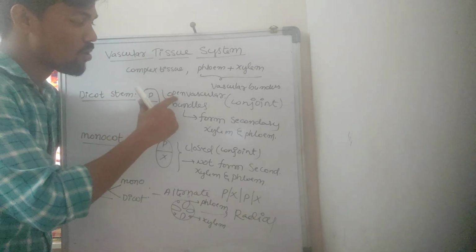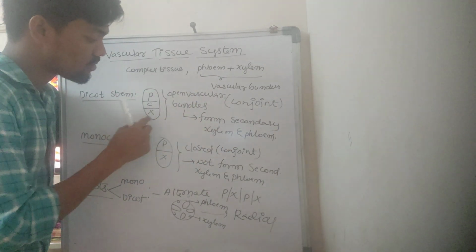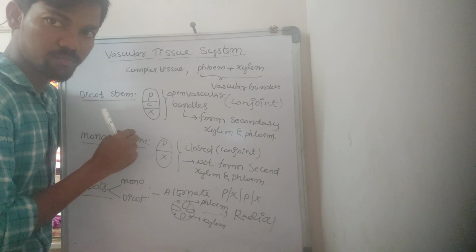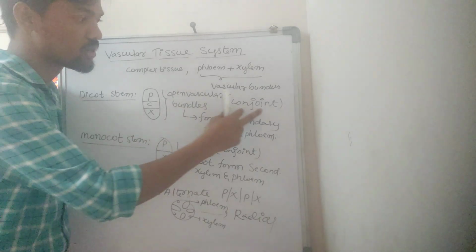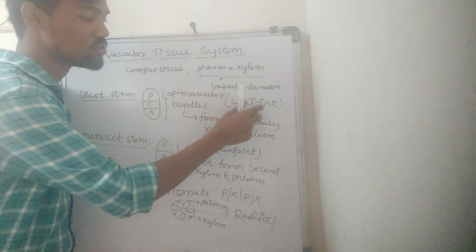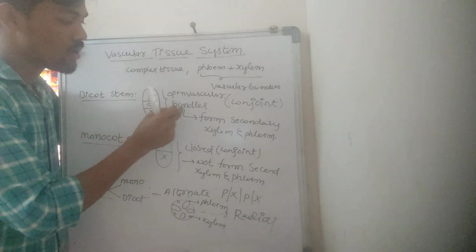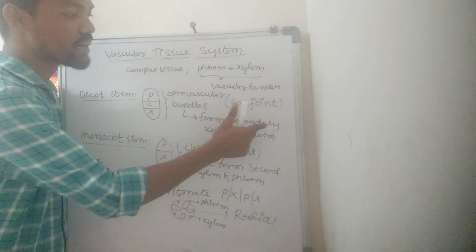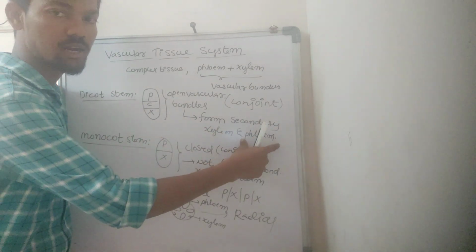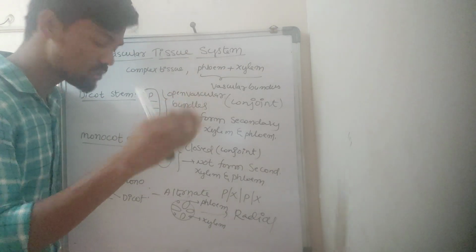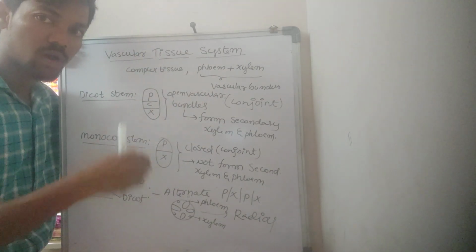So that is why it is an open vascular bundle that is conjoint. Conjoint means they are collectively connected by the cambium. This is the open conjoint vascular bundle in the dicot stem. These form secondary tissues, meaning secondary xylem and secondary phloem. The main reason is that the cambium is present, which is why secondary xylem and phloem are available here.